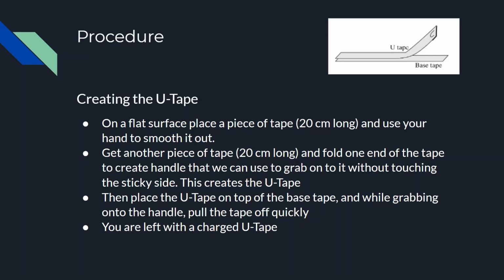We then grab another piece of tape about the same length and fold one end of the tape to create a handle that we can use to grab onto it without touching the sticky side. This creates our U-tape. We then place the U-tape on top of the base tape, and while grabbing onto the handle that we made, we pull the tape off quickly, and we are left with the charged U-tape.